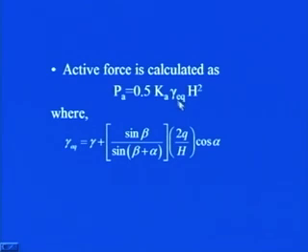That is, gamma has been replaced by gamma equivalent and given by this particular expression as gamma plus sin beta by sin beta plus alpha, 2q by h into cos of alpha, where alpha is the inclination of the backfill, beta is the inclination of the back face of the wall from the horizontal.